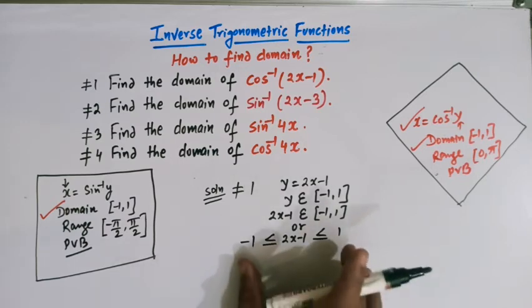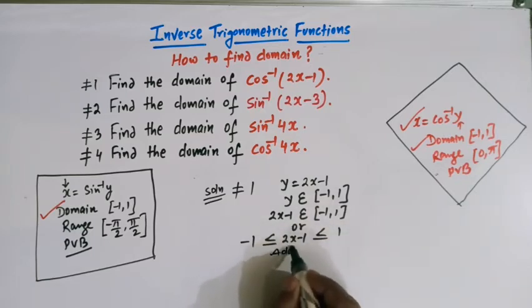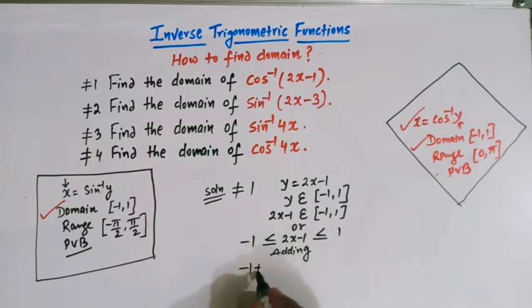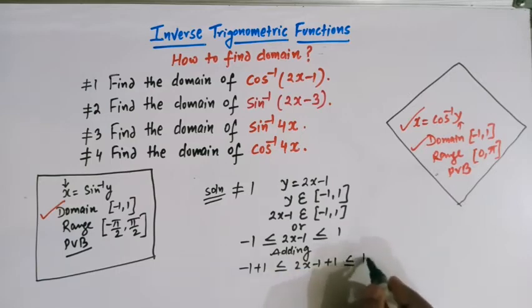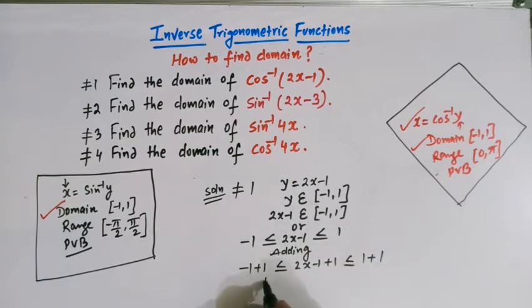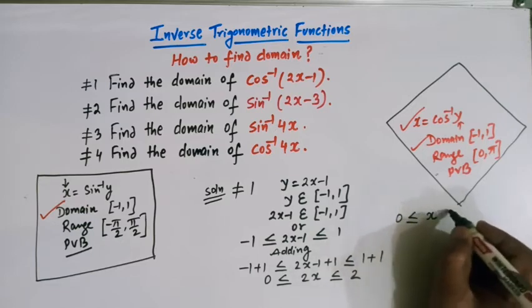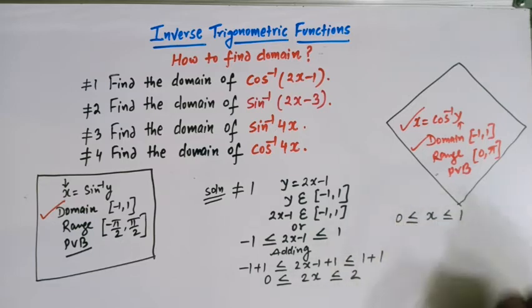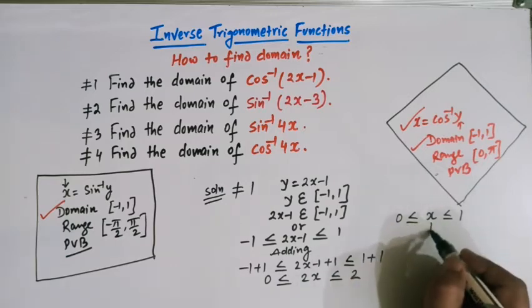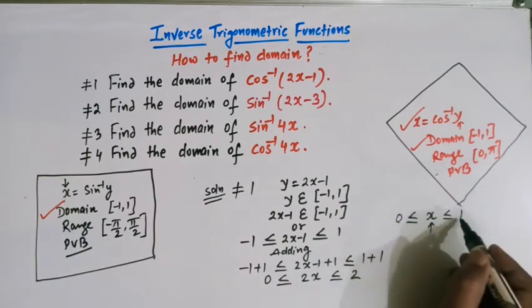Now adding 1 throughout, we get -1 plus 1, then 2x minus 1 plus 1, then 1 plus 1, right? So here we have 0, and here we have 2x, and here we have 2. Now dividing throughout by 2, we have 0, x, and 1, right? So we see that the value of x lies between 0 and 1.